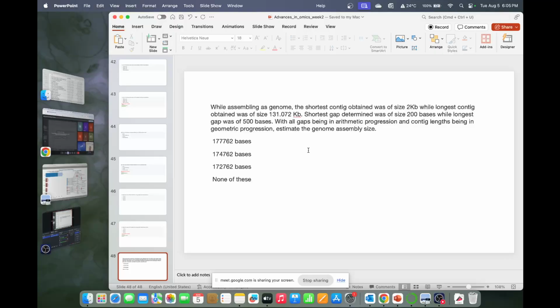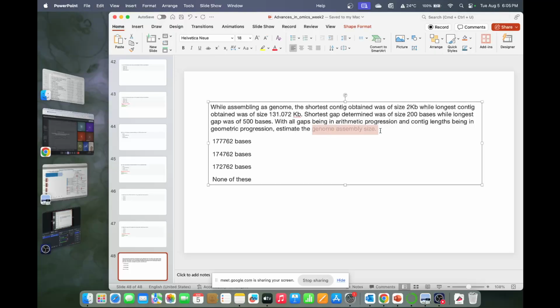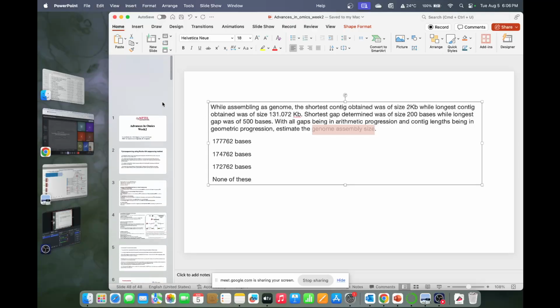You can try it yourself. I think it will come as the first option. The trick being that they have asked for the genome assembly size, not the genome size. So it's just the addition of all the contig lengths in this case. I hope this answers last week's doubt. So yeah, I wanted to start off with this.